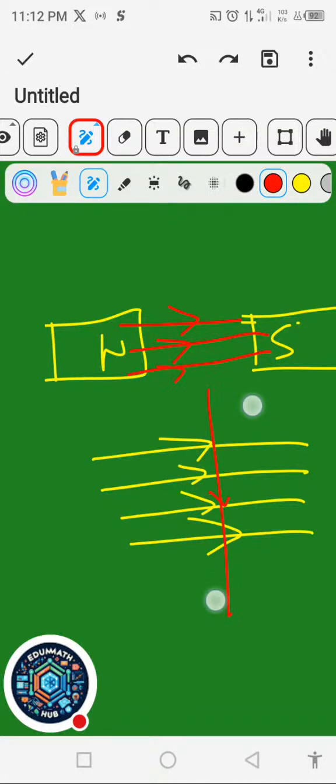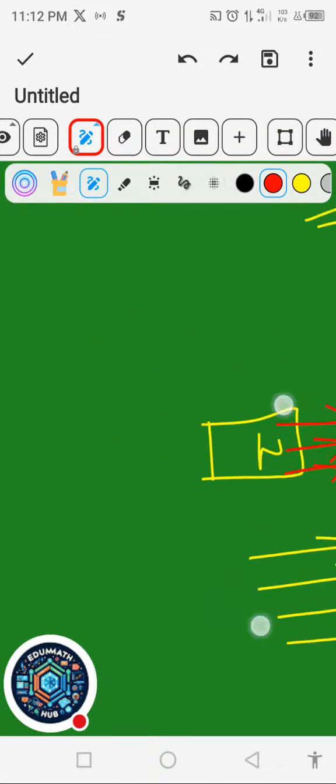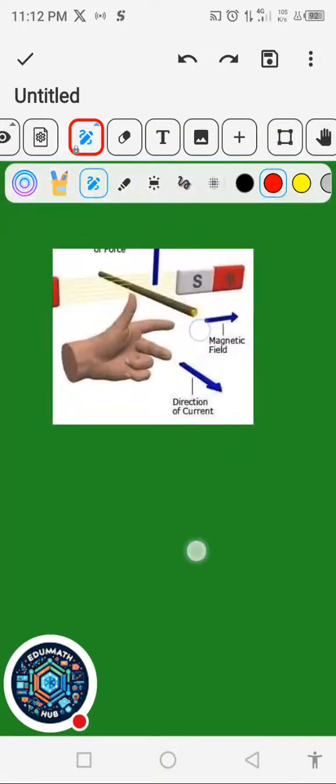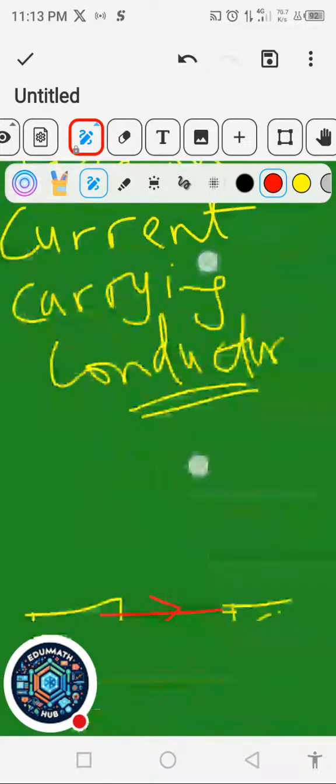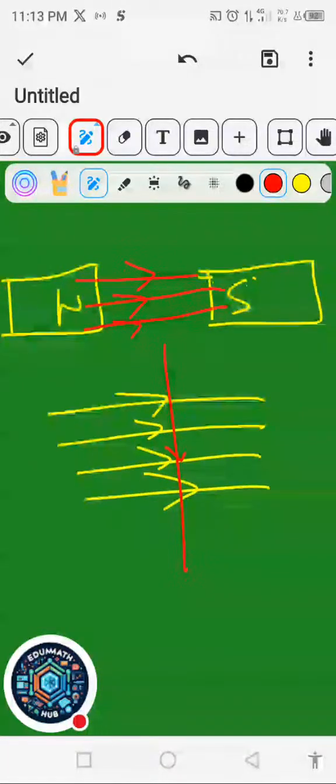Now, that force can be obtained using what is called Fleming's left-hand rule to know the direction. So you place your left hand like in this shape. Your thumb, your index finger, this finger here, will point in the direction of the magnetic field. This one will point in the direction of the current, while this other one will now give you the direction of motion.